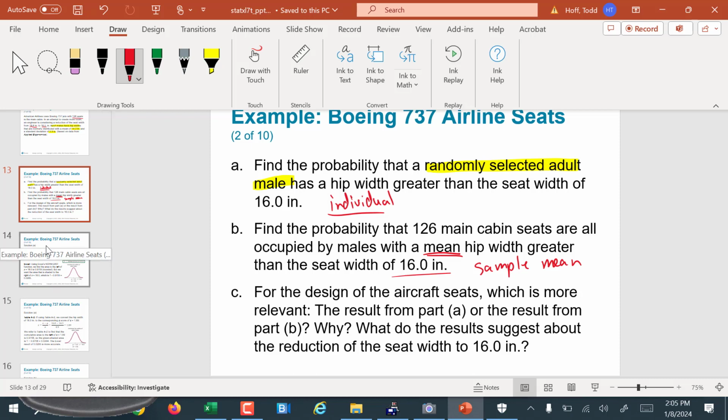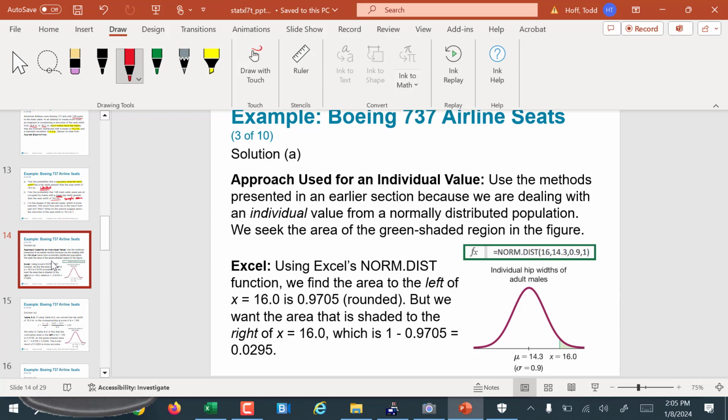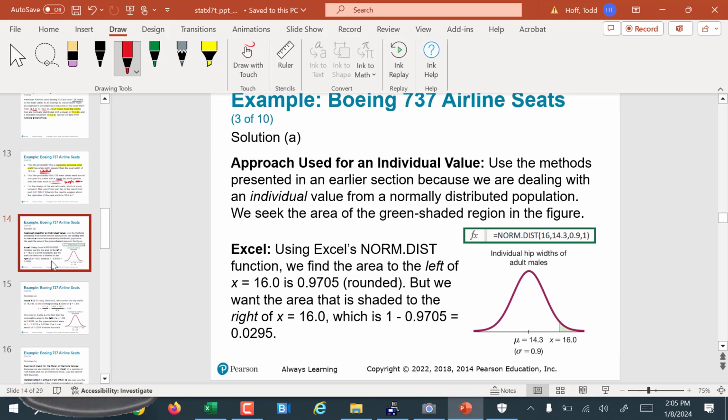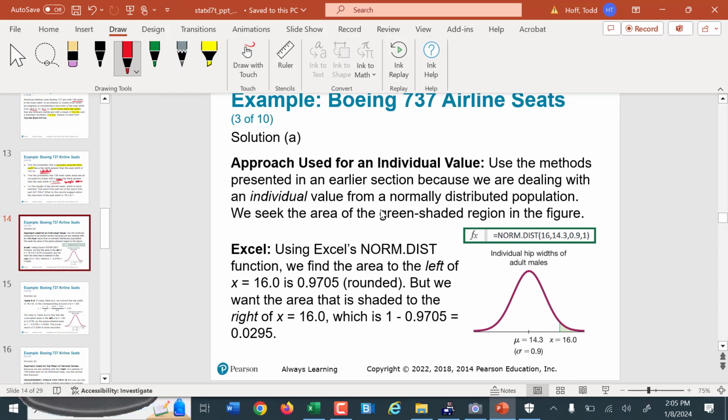And then asking, for design's sake, which one is really more relevant and why? We'll look at that discussion after we're done with our calculations here. So first, A, as we said, that's an individual value, looking at what's the probability that a randomly selected person is wider than 16 inches. So I'm going to go to Excel here.